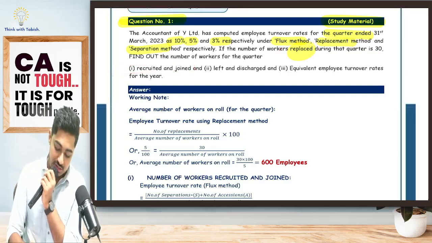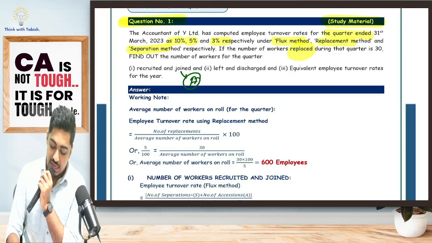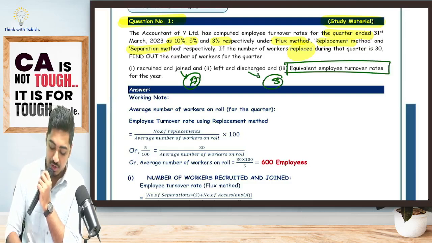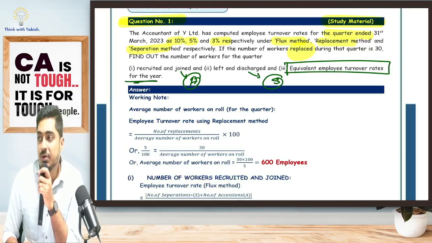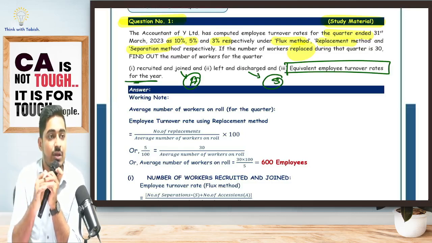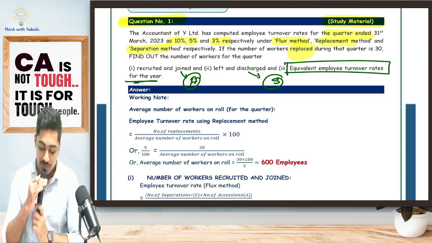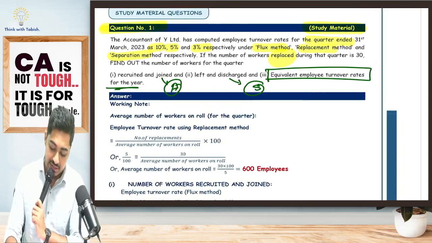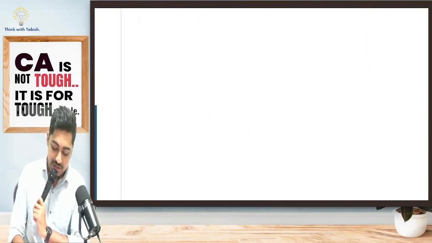What do I want? Accession, those who left and were discharged, which is separation. And the equivalent employee turnover rate for the year. Simple. The rate for the quarter multiplied by 4, I will get for the year. Yes or no, everyone? Simple GGB question. Let us do it quickly. Let me quickly write down the data.